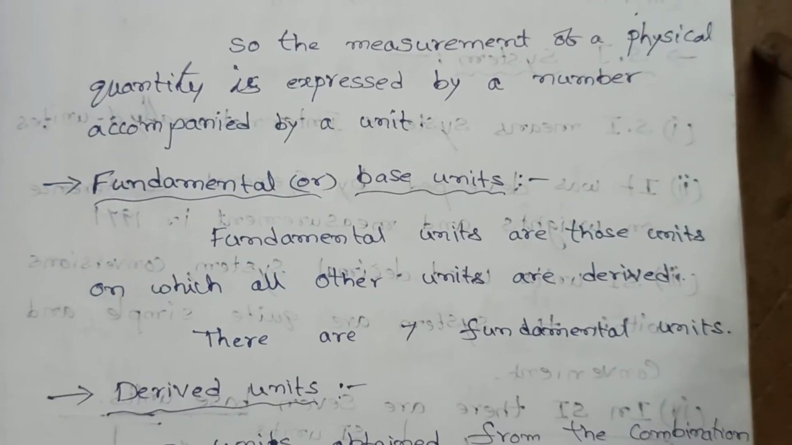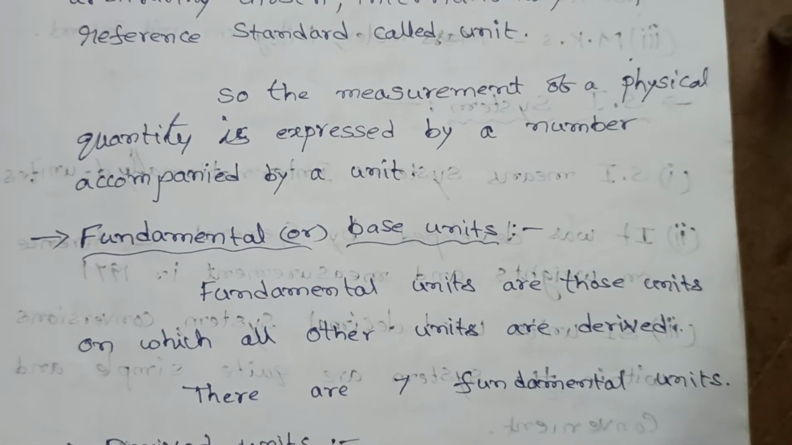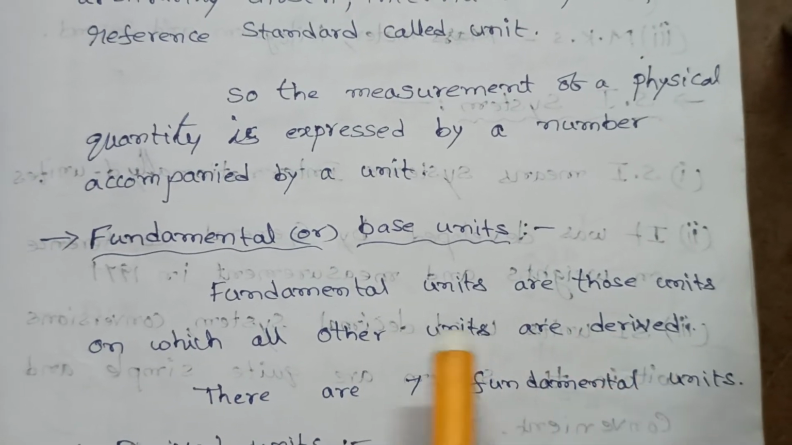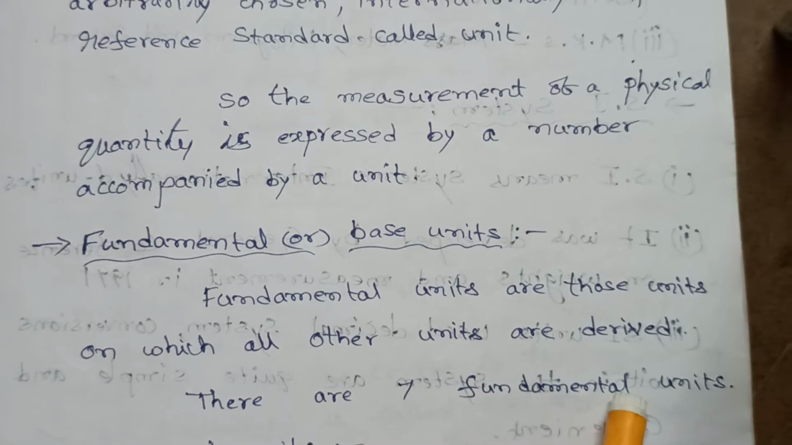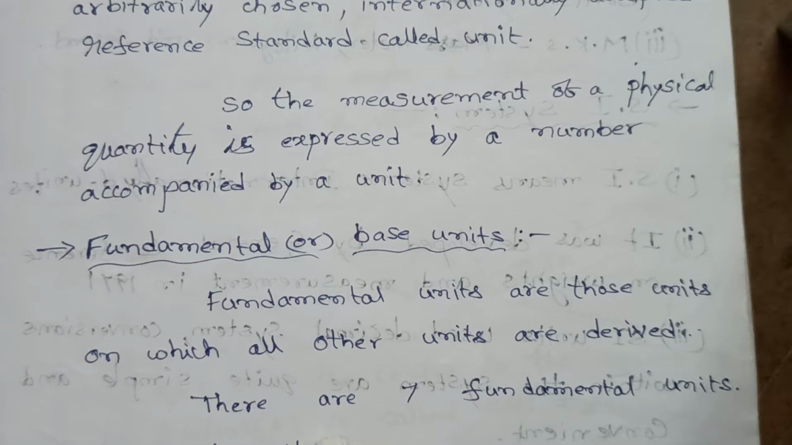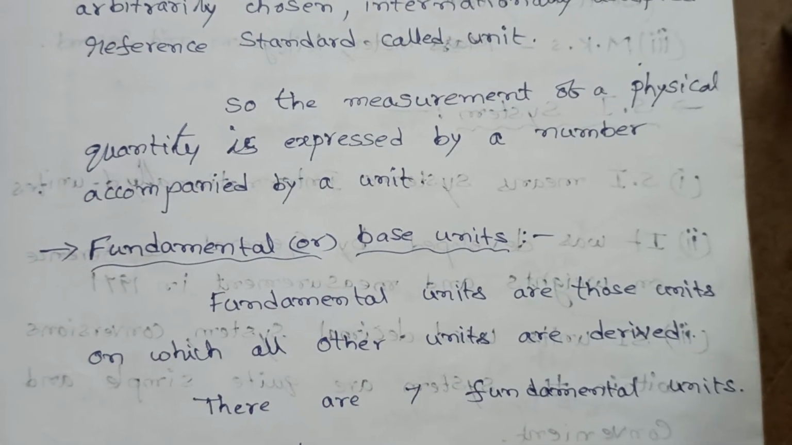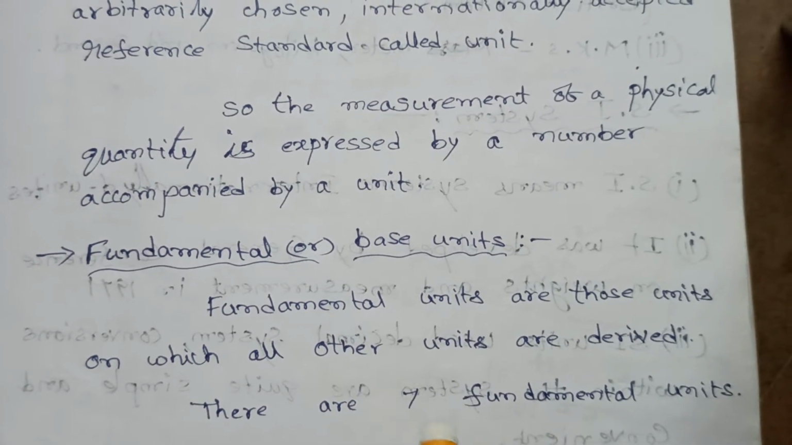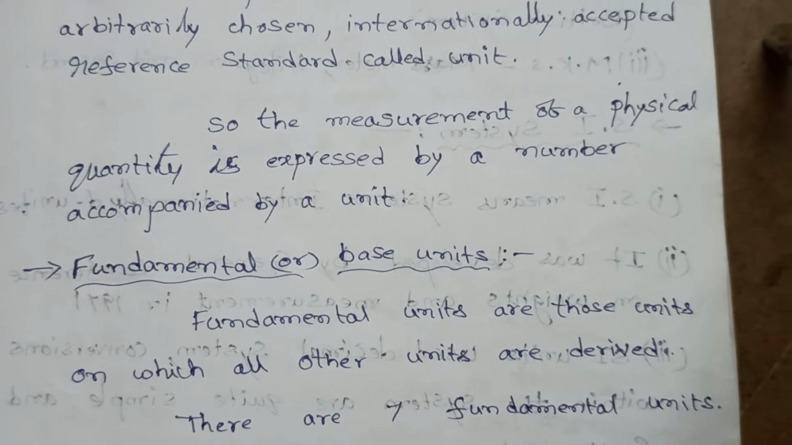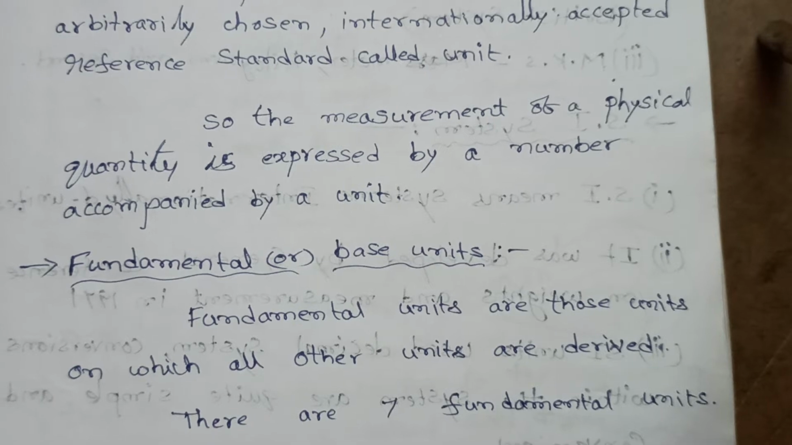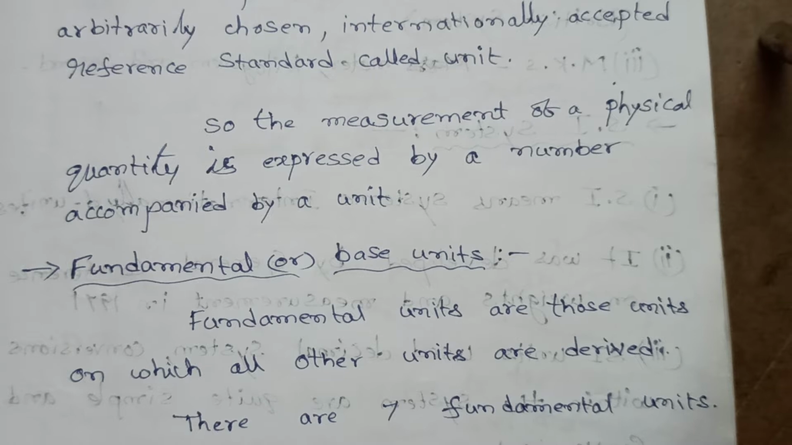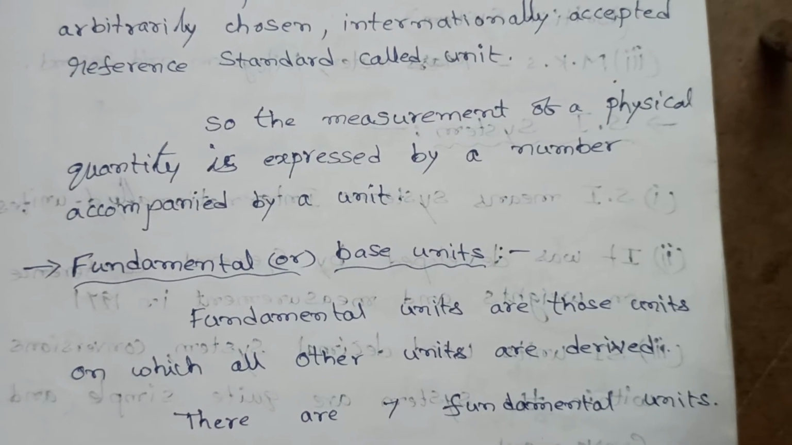Next, fundamental or base unit. Fundamental units are those units from which all other units are derived. Generally, there are 7 fundamental units. Based on the fundamental units only, all the remaining units are derived. We'll discuss these 7 fundamental units now.